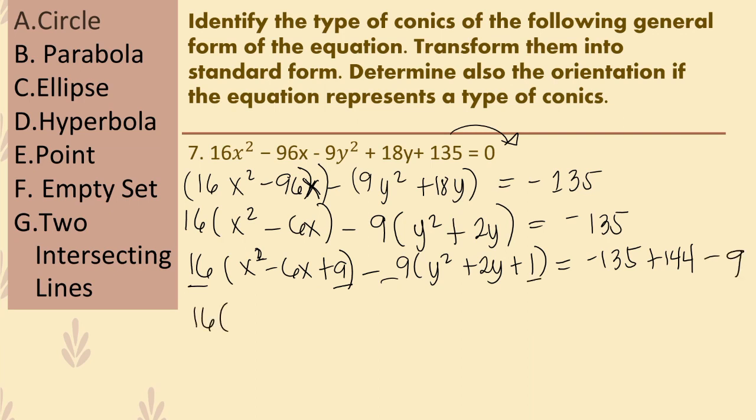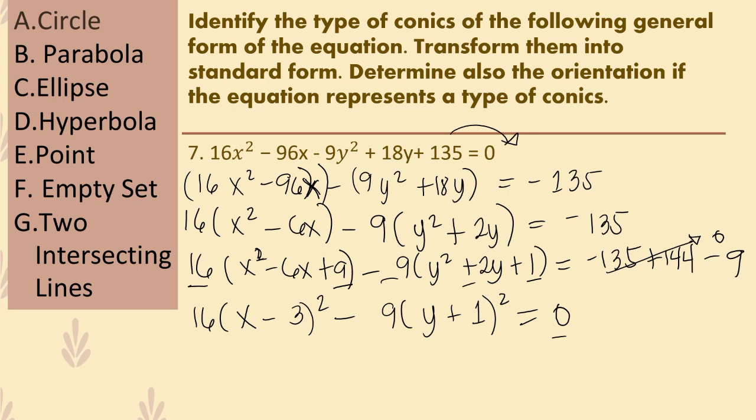Transform lang natin into perfect square binomial. Square root of x squared is x. Square root of 9 is 3. Then, negative, squared, minus 9. Then, square root of y squared is y. Then, square root of 1 is 1. Then, positive yung sign. Squared. So, negative 135 plus 144 minus 9 is equal to 0 yan. So, again, kapag ganito, kapag nag-0, ito ay degenerate conic sections.